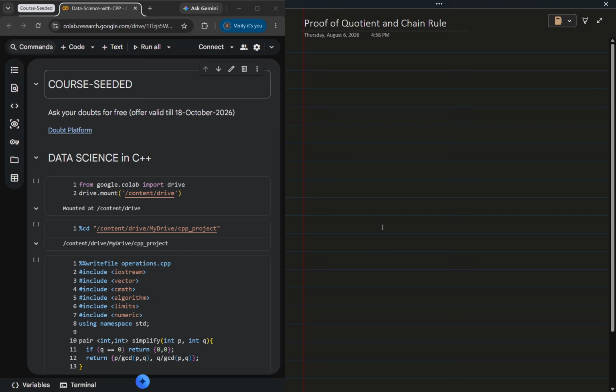So today we are going to study the proof of the quotient rule and chain rule. First we'll be proving the quotient rule. It should be a piece of cake for now. You should be able to solve this directly. So let's see what we are going to solve.